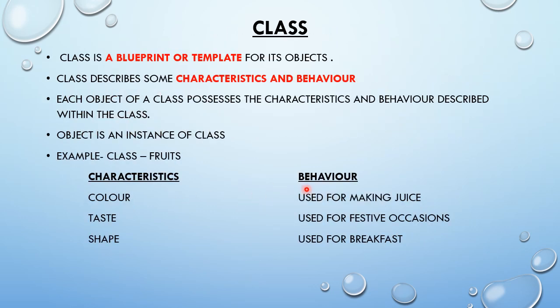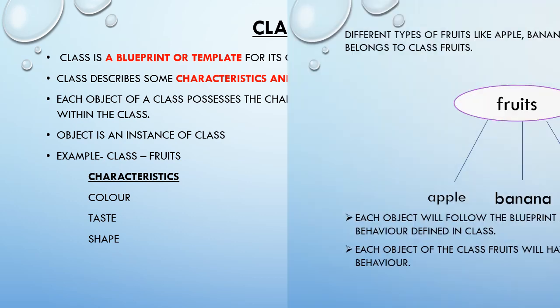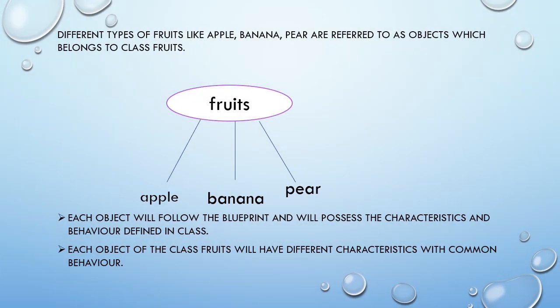In fruits, we have talked that fruits are used for making juice, for festive occasions, and for breakfast. So their behavior will be the same. The characteristics will be different. So apple, banana, pear are all used for breakfast or for juices. So their behavior will be common, but they have different characteristics. So each object of the class fruits will have different characteristics with common behavior. I think it is clear.